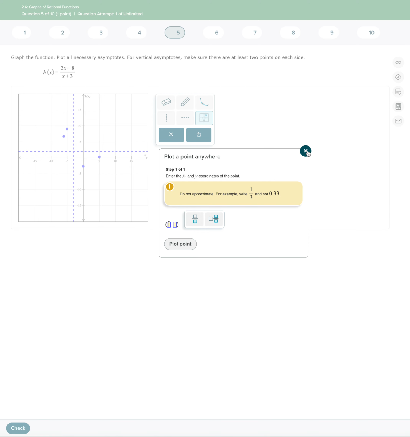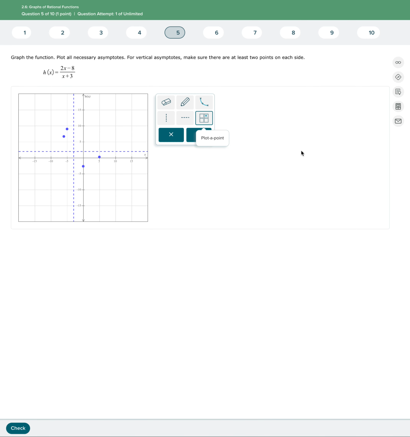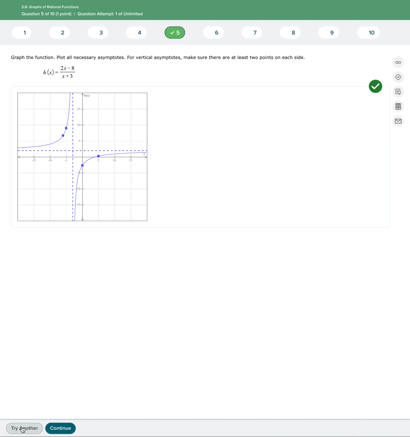So let's go ahead and close this plot a point window and click on graph our function and check that. And as you can see, that is correct.